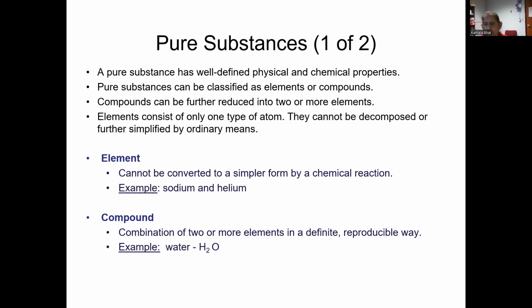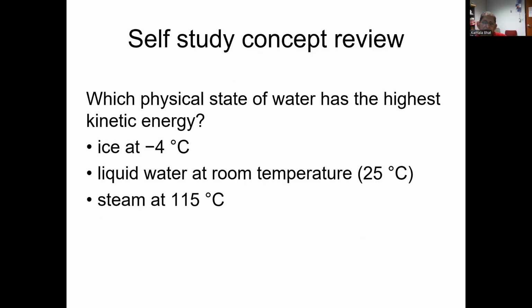Compound, a combination of two or more elements in a definite proportion, in a reproducible way. Example, water, H2O. Whether you get water from a pond, rainwater, or water from snow, they all have the formula H2O.